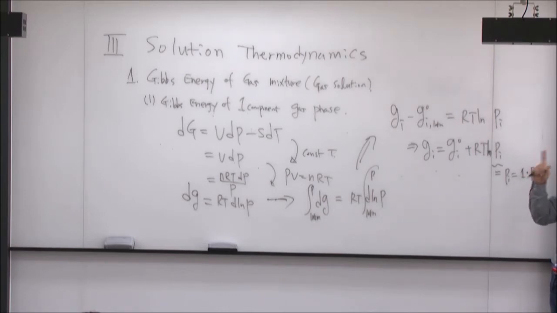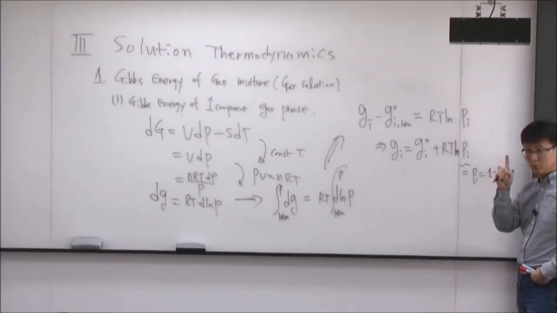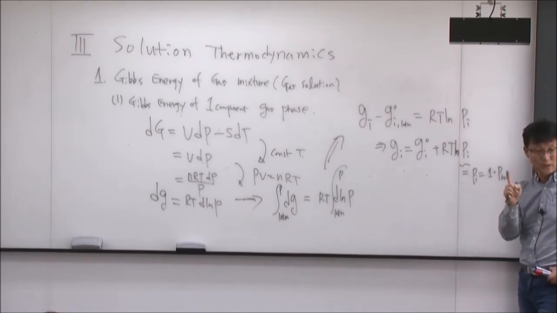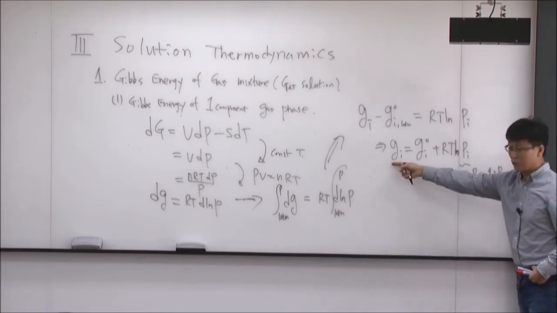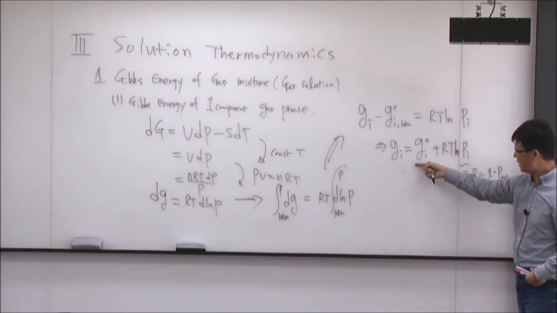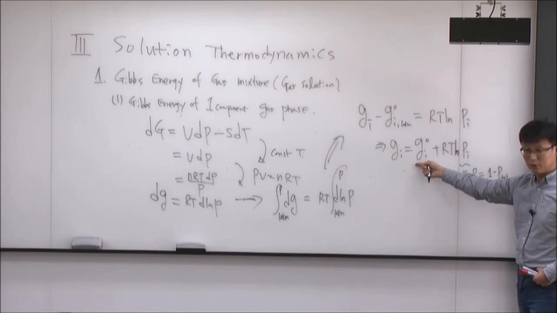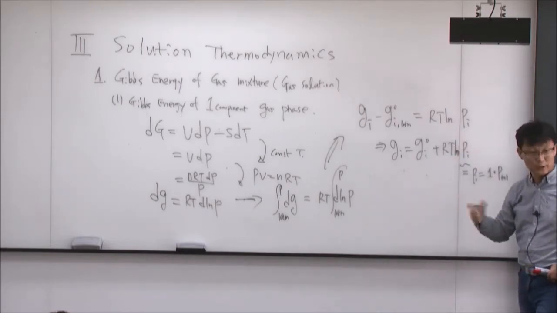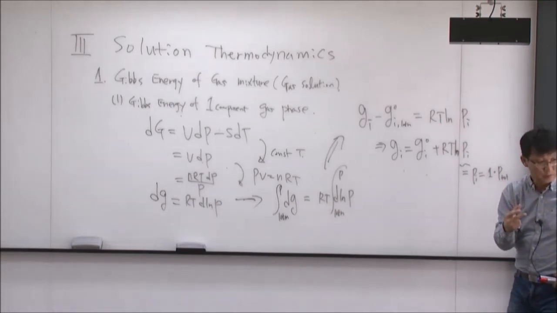So if my system contains only nitrogen gas, N2 gas, let's assume 1 mole of nitrogen gas. If the pressure of the system equals 1 atm, then the Gibbs energy of my nitrogen gas is the same as the pure Gibbs energy of nitrogen as a standard state, because this will be 1, so it cancels out, yeah? So it's pure nitrogen gas at 1 atm, the same, yeah?